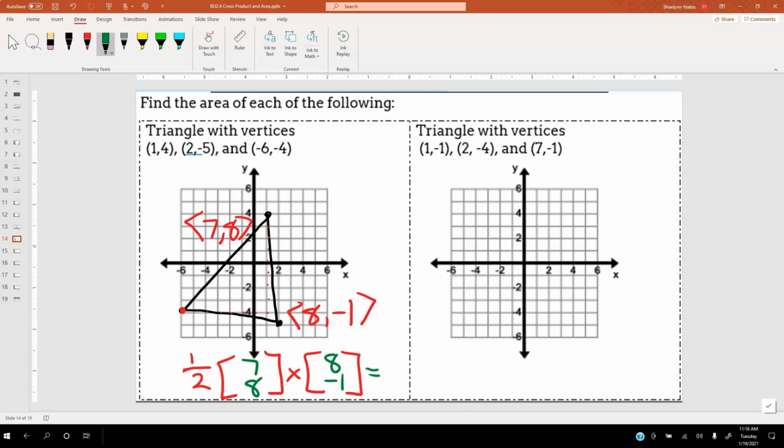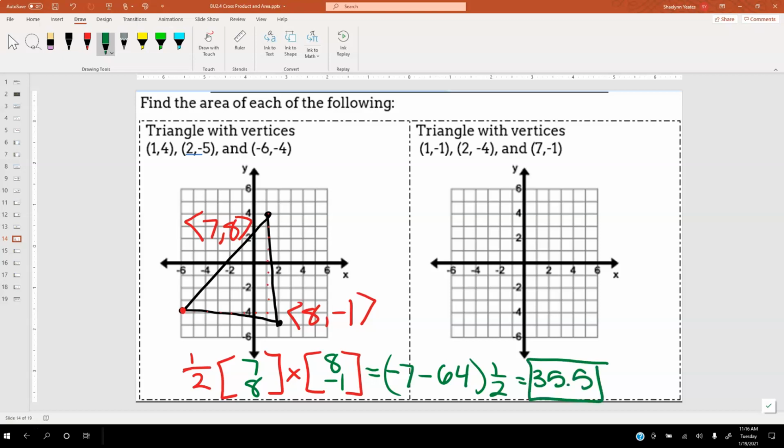So then we've got negative 7 minus 64. And we're going to multiply all of that by 1/2. And I end up with negative 71 divided by 2. So it'll be positive 71 divided by 2. We get 35.5 is the area of that triangle.